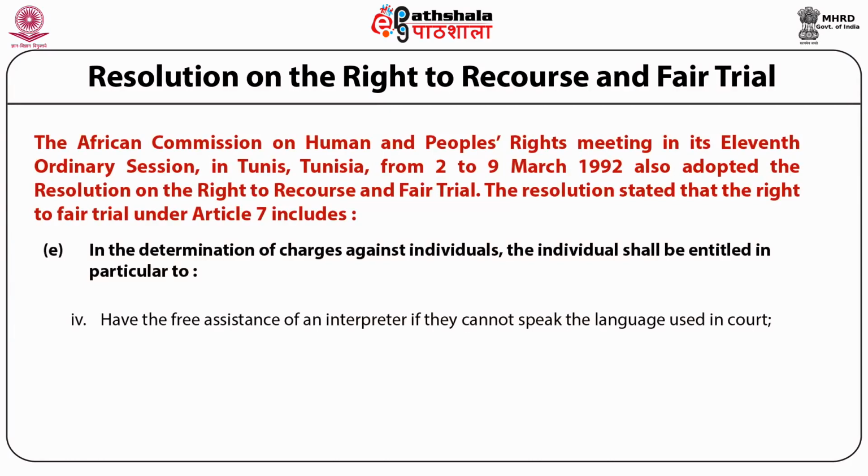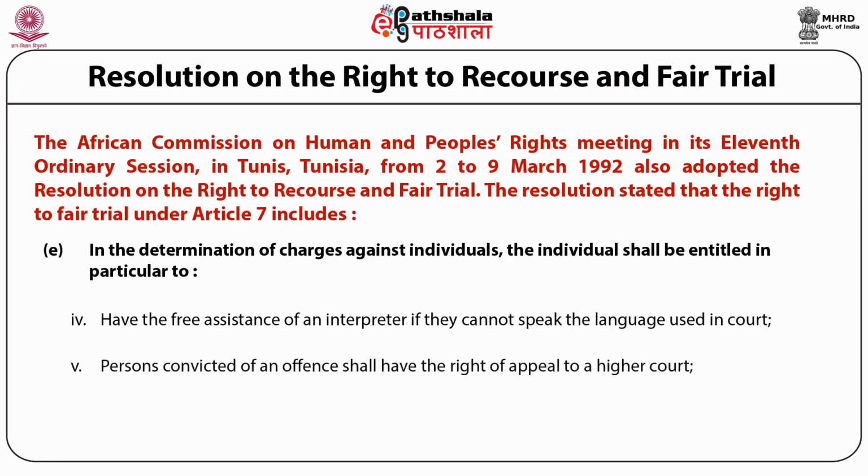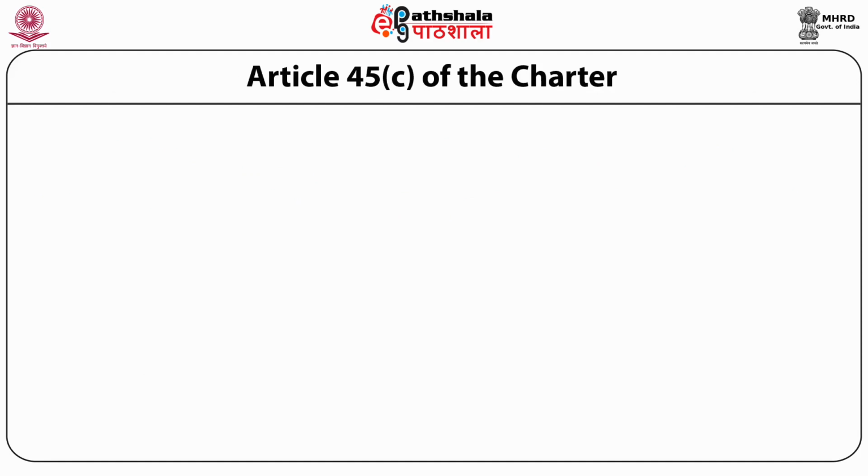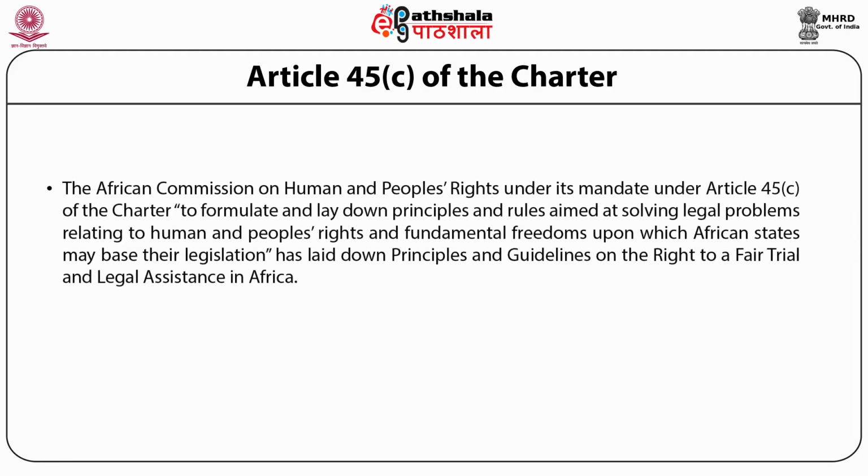Again, the resolution reiterates some of the provisions in Article 7 of the Charter. And very importantly, persons convicted of an offense shall have the right of appeal to a higher court under the resolution. Now we come to Article 45(c) of the Charter. Under Article 45(c) of the Charter, the African Commission on Human and Peoples' Rights has a mandate to formulate and lay down principles and rules aimed at solving legal problems relating to human and peoples' rights and fundamental freedoms upon which African states may base their legislation.